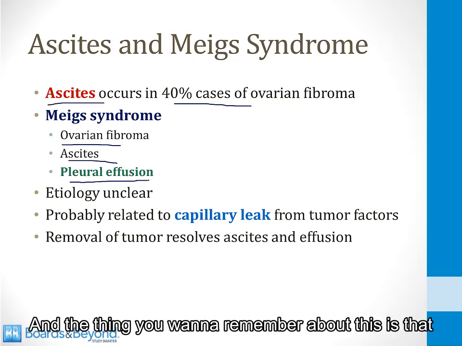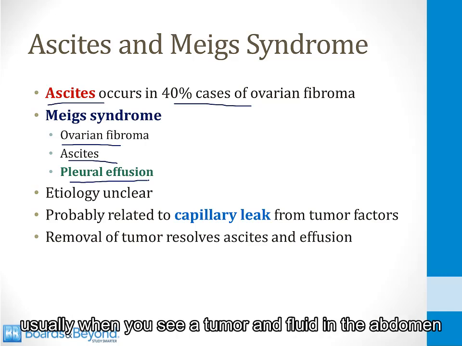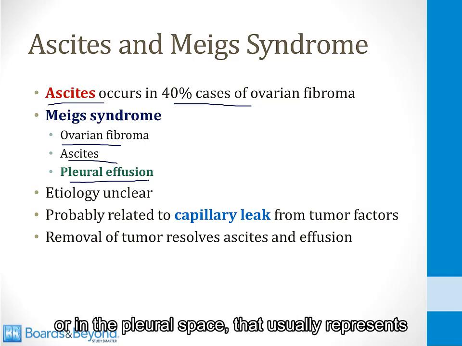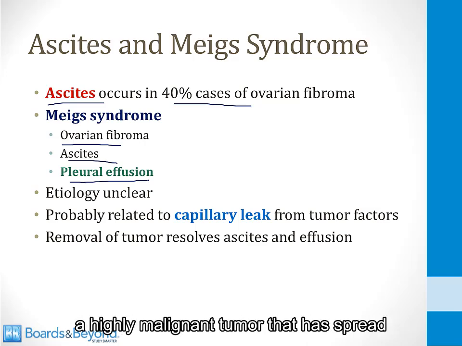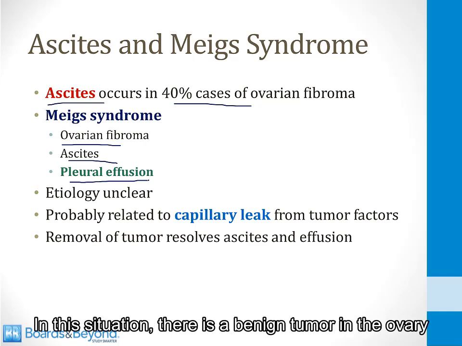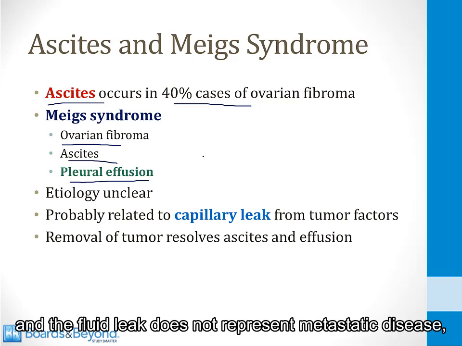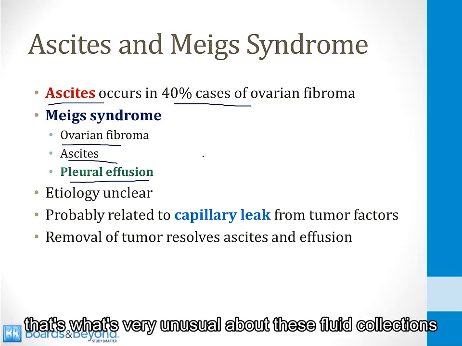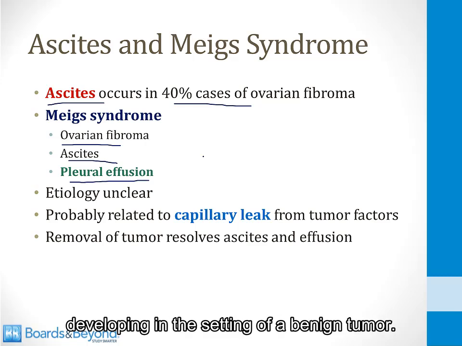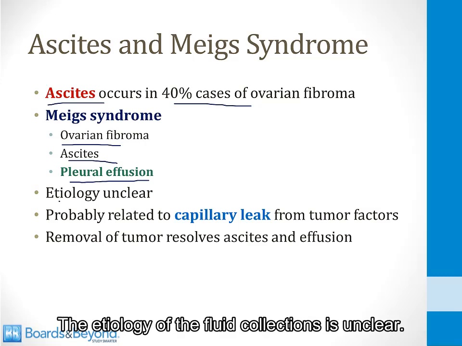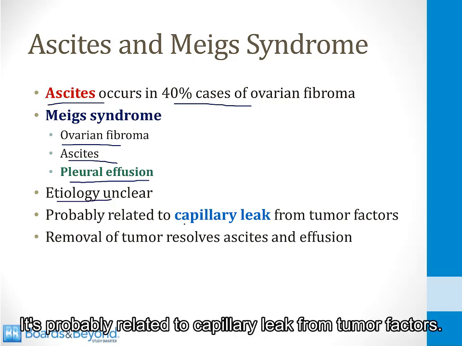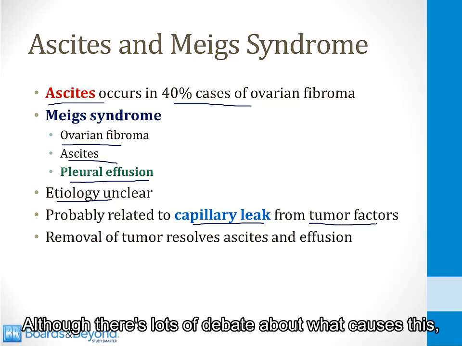And the thing you want to remember about this is that usually when you see a tumor and fluid in the abdomen or in the pleural space, that usually represents a highly malignant tumor that has spread to the lungs and the abdomen. In this situation, there is a benign tumor in the ovary, and the fluid leak does not represent metastatic disease. That's what's very unusual about these fluid collections developing in the setting of a benign tumor. The etiology of the fluid collections is unclear. It's probably related to capillary leak from tumor factors, although there's lots of debate about what causes this.